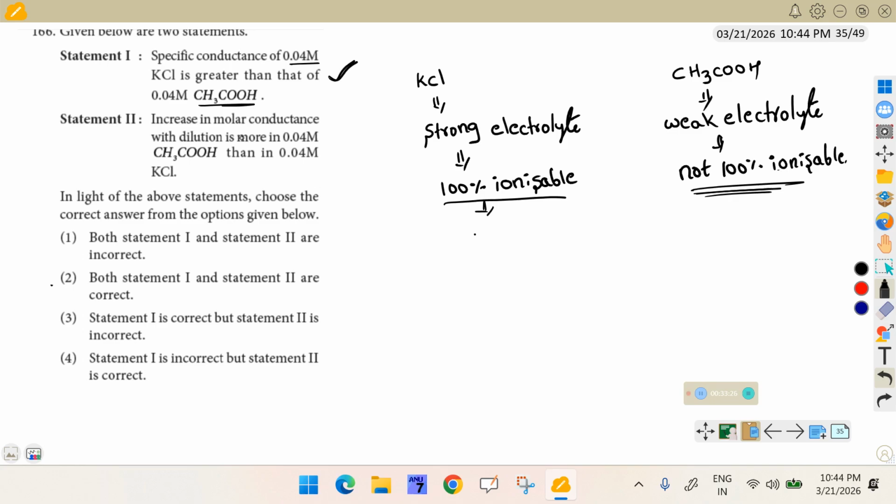The increase in molar conductance with dilution is more in 0.04 molar CH3COOH than in 0.04 molar KCl. Statement 1 is correct. Statement 2 is also correct. Statement 1 is about specific conductance. Statement 2 is about molar conductance.